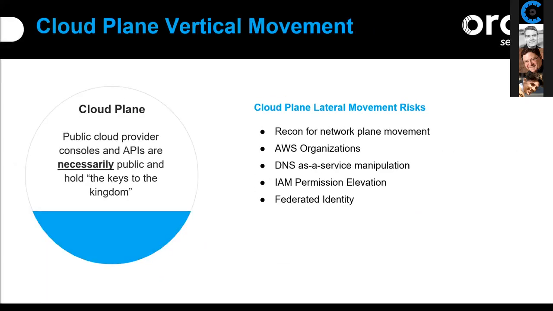However, the cloud plane is quite new, right? Every API call made to your cloud provider is authenticated with an access key and a secret key. We're speaking about AWS in this context, and then authorized via the corresponding permissions behind that key, that were assigned in AWS Identity and Access Management. So when we think about the risks on the cloud plane, they're numerous, right? The first is a drop dead easy one, and that's recon for the network plane.